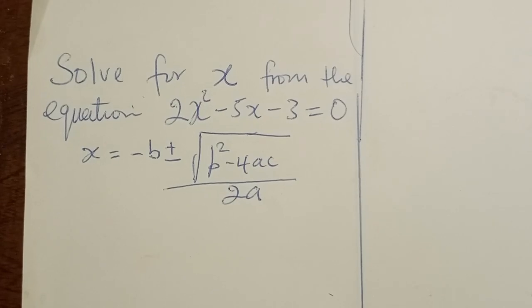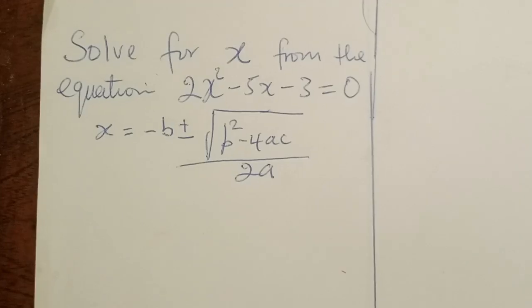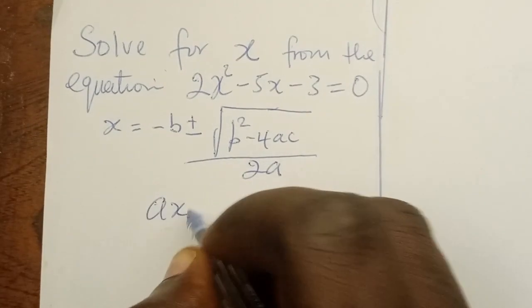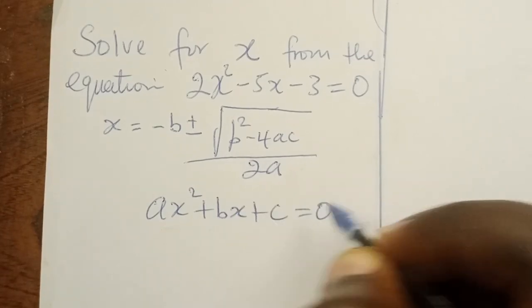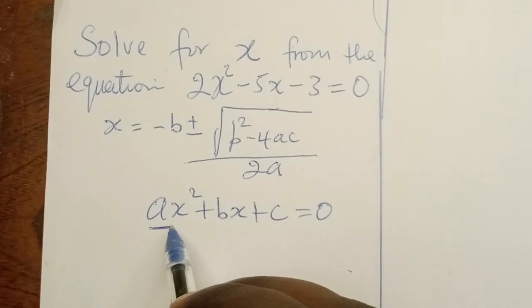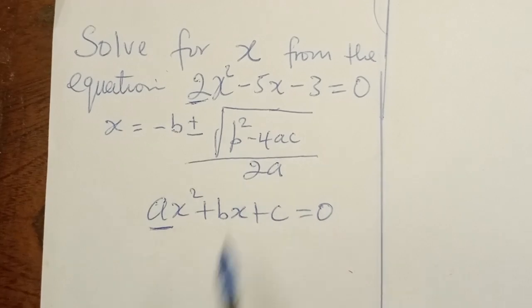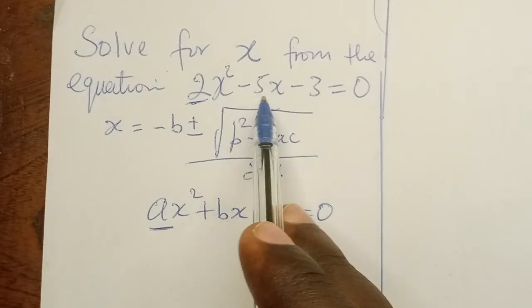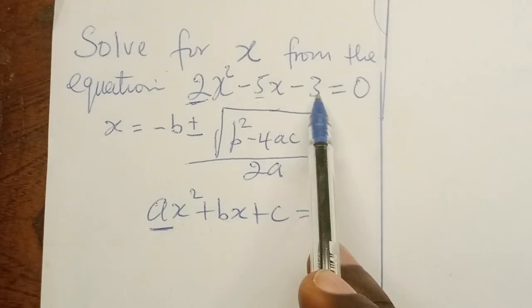To get the values of a, b, and c, we need to look at the coefficients of the expression, where we know the general form ax squared plus bx plus c is equal to 0. The a is the coefficient in front of the x squared, since we have x squared here. Then the b is the coefficient beside the x that you can see here, and the c is the constant.